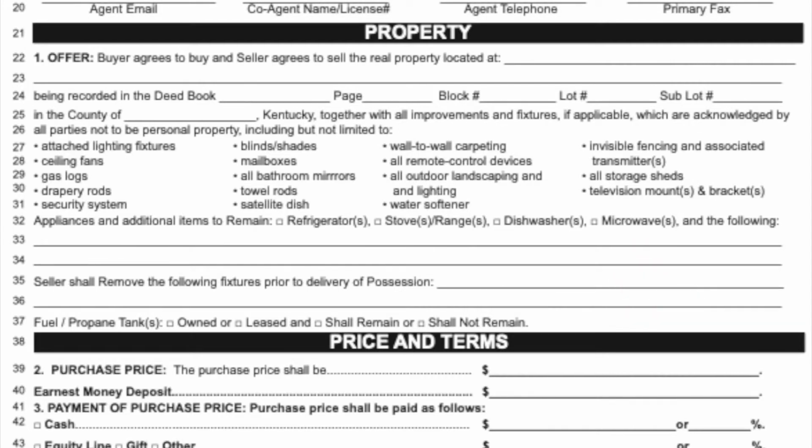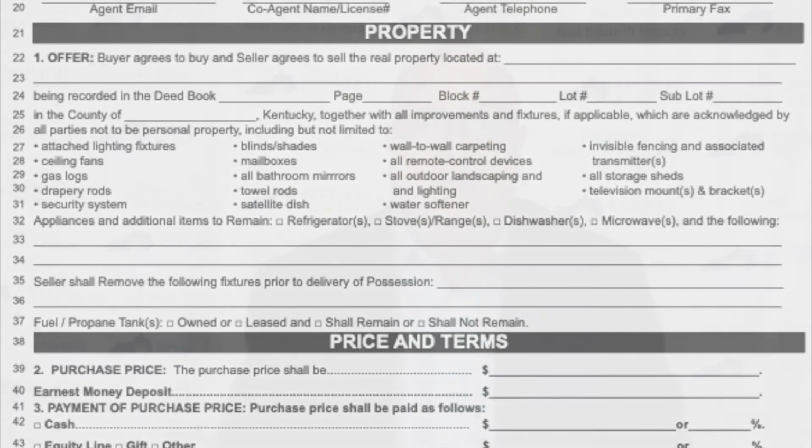Paragraph 1 constitutes the offer that starts on line 22, and let's talk about that. Now, it says that the buyer agrees to buy and the seller agrees to sell the real property located at. Typically, the buyer's agent is filling in this information and is probably getting it from the MLS.